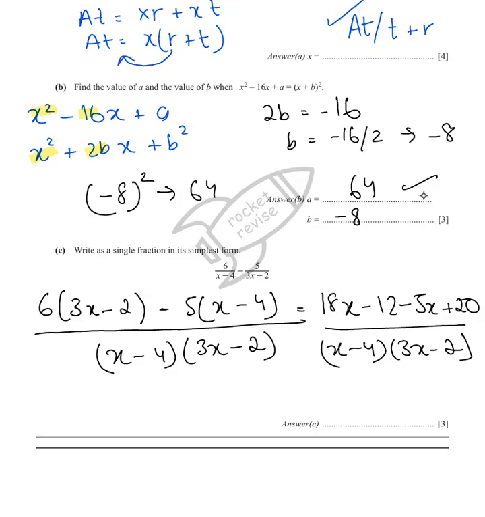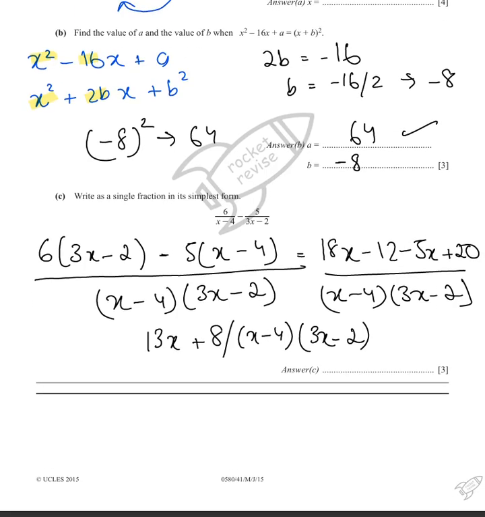No, we don't simplify the denominators generically, right? We don't do that. Is this the final form of the answer? 18x minus 5x becomes 13x, 20 minus 12 becomes 8, and then the denominator will be the same as here, x minus 4 into 3x minus 2. Done, everyone? That's great. Okay, let's move forward.